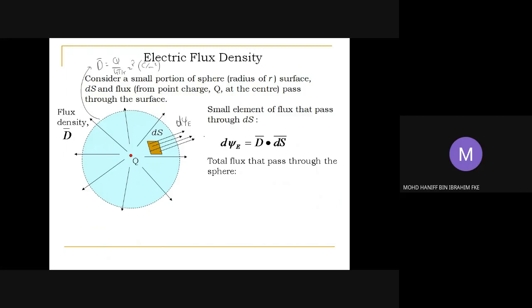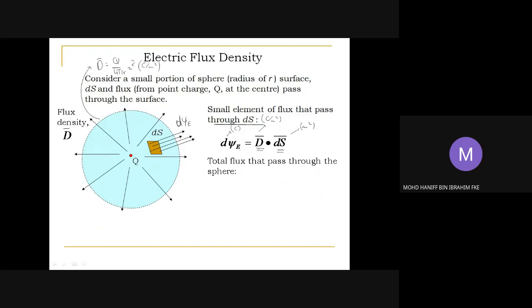where dΨe shall be equal to the vector D dot product with dS, which is a dot product between two vectors, because dΨe is in units of coulomb. D is in coulombs per meter squared, and dS is in meter squared. So multiplication between the two will give us the amount of flux passing through this dS surface in units of coulomb. Okay, so hopefully you understand.